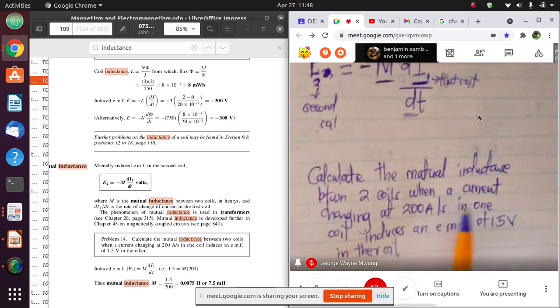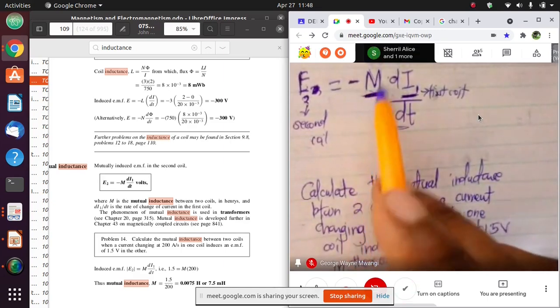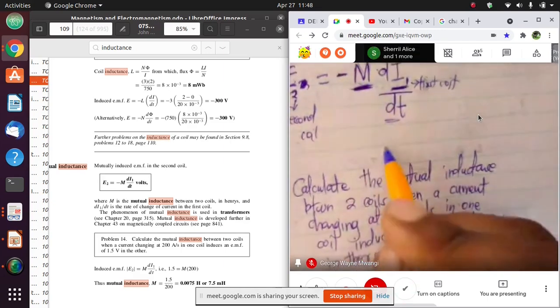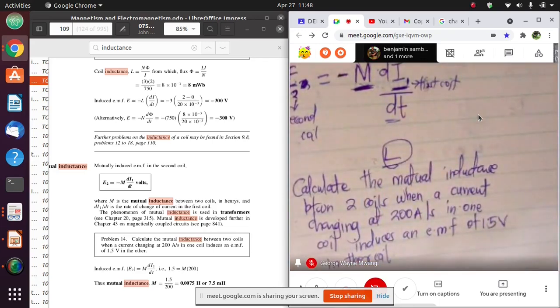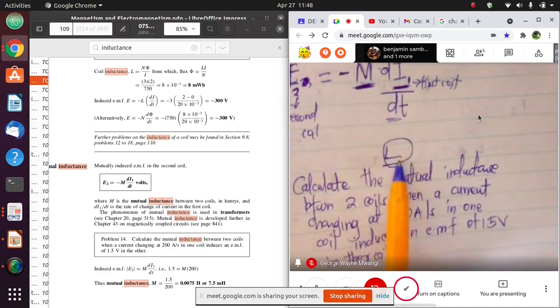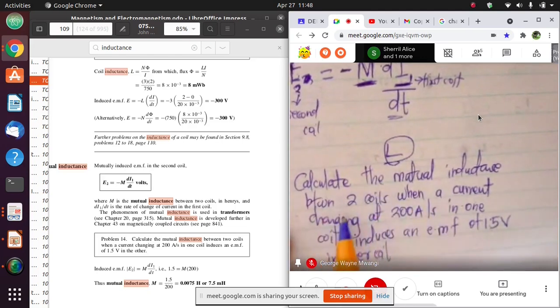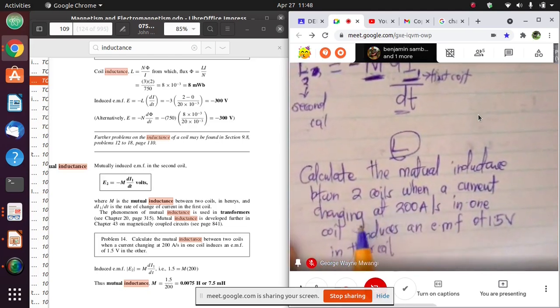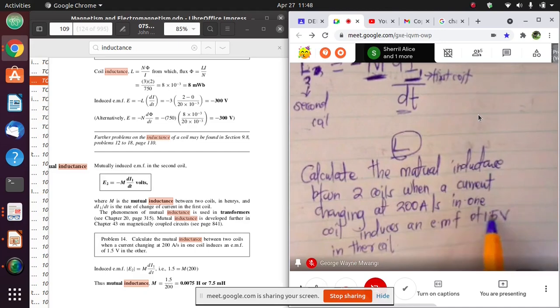Calculate the mutual inductance. This M is just to differentiate between the mutual inductance and the other one we had mentioned, L. They're all the same, but this now refers to mutual inductance. When you talk about self-inductance, we'll be using L to denote it. Now we're told: calculate the mutual inductance between two coils when a current changing at 200 amperes in one coil induces an EMF of 1.5 volts in the other coil.